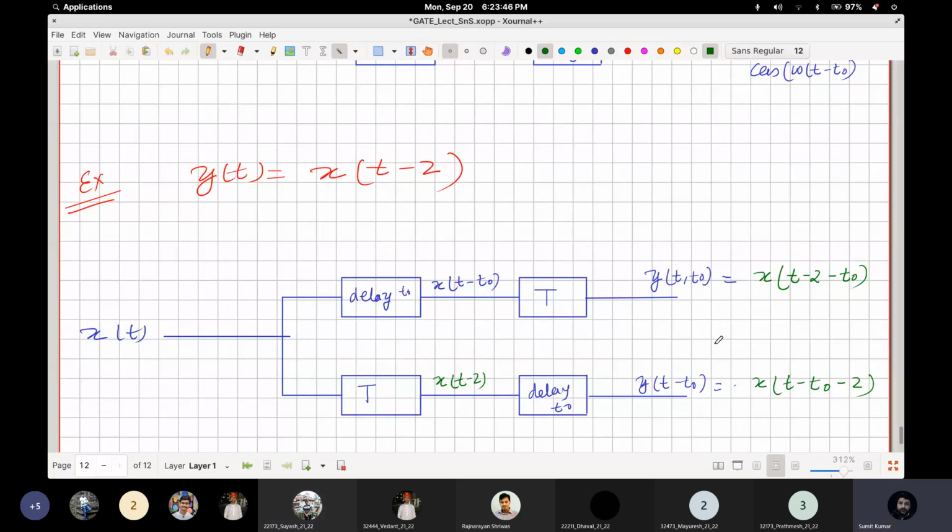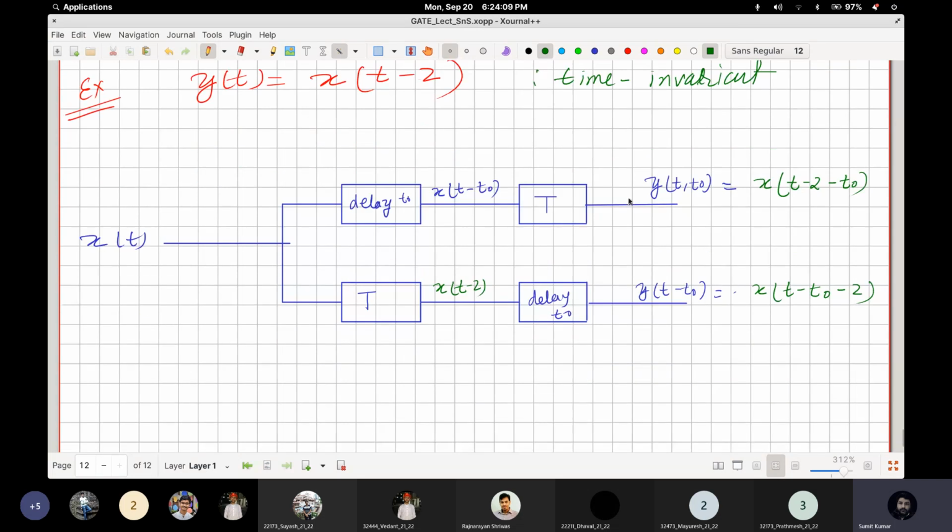Yes, hello, sir. So it means it is a time invariant system. So the delay is time invariant. Okay, the delay system is time invariant. It should be clear to you. Is this clear?